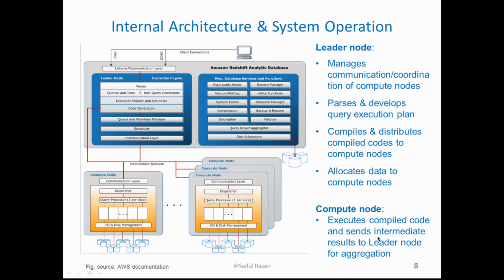The internal architecture and system operation shows that the leader node manages the communication with the external SQL client, and it manages and coordinates the compute nodes. It parses and develops the query execution plan. It compiles and distributes compiled code to compute nodes. It allocates the data to compute nodes. And the compute node in turn will receive and execute the compiled code and will send intermediate results to the leader node for aggregation.